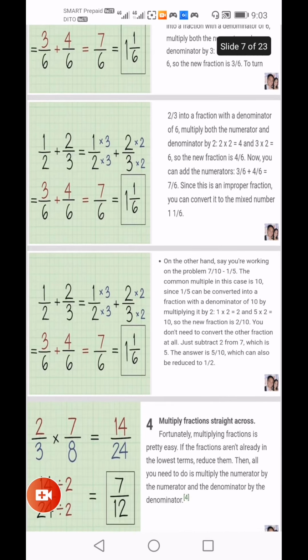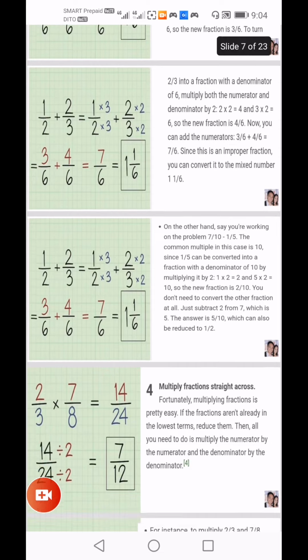To turn 2 over 3 into a fraction with a denominator of 6, multiply both the numerator and denominator by 2. 2 times 2 equals 4, and 3 times 2 equals 6. So the new fraction is 4 over 6. Now you can add the numerators. 3 over 6 plus 4 over 6 equals 7 over 6. Since this is an improper fraction, you can convert it to the mixed number 1 and 1/6.